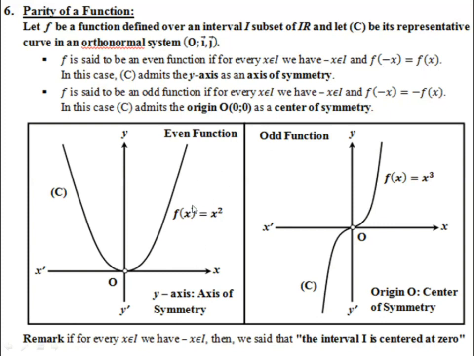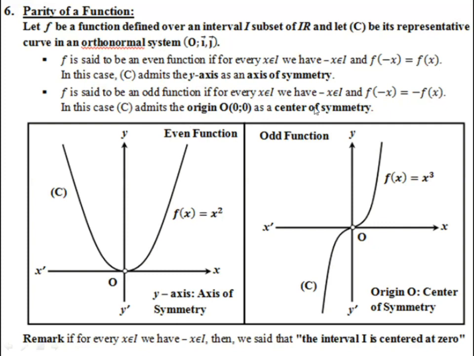For example, the standard parabola f of x equals x squared is an even function because its domain is minus infinity to plus infinity, centered at 0. Moreover, f of minus x equals minus x all squared, equal to x squared, which is equal to f of x. So here f of minus x equals f of x, and the standard parabola is an even function. In the case of an even function, the y-axis, the axis of ordinates, is the axis of symmetry.